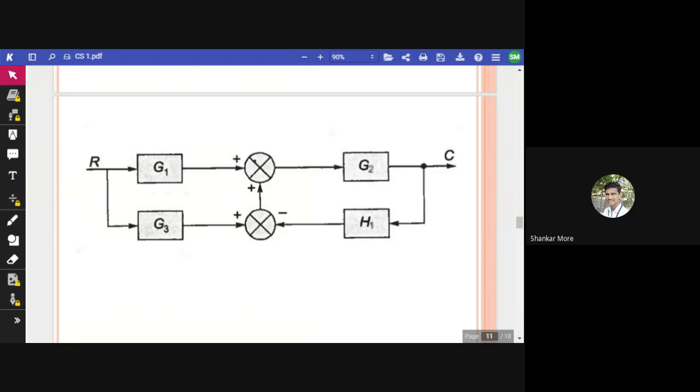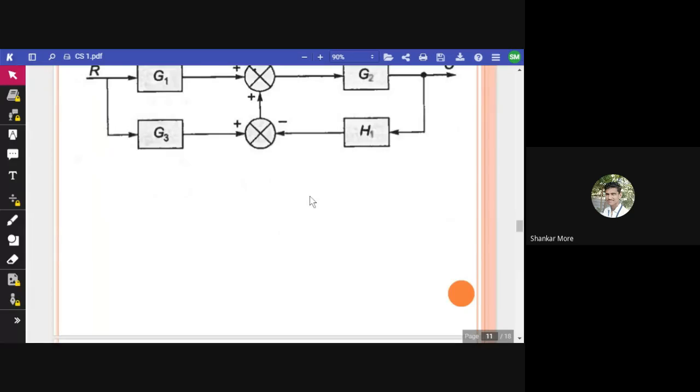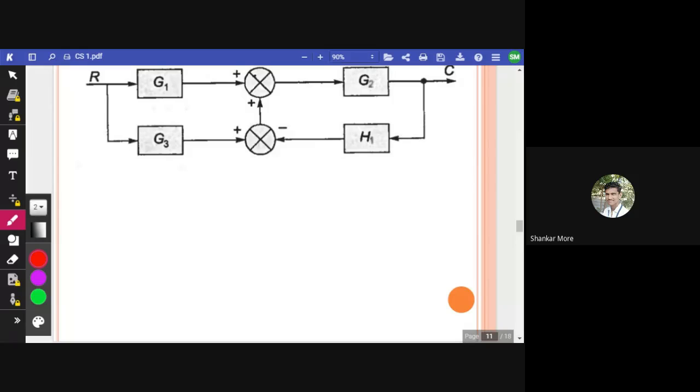So see, everyone, what we have to do here is separate the summing point. We have to reconstruct the diagram. How can we construct the diagram here? Just observe this. This is R, this is as it is, this is G1. Now I have this summing point here, and this is G3, and this is the summing point, that is plus plus.